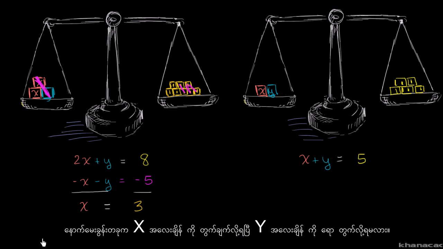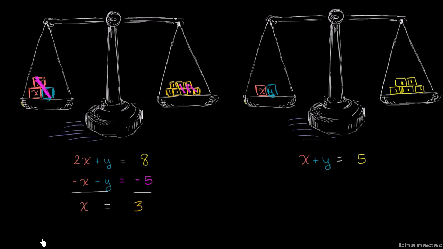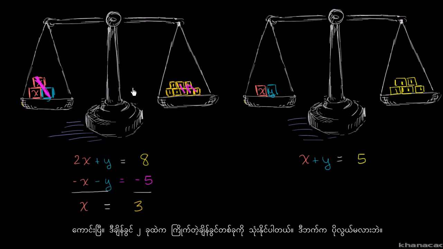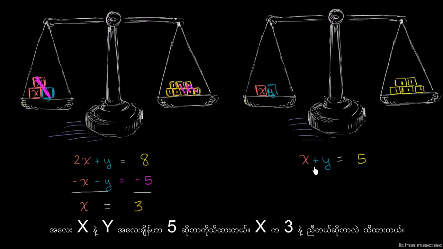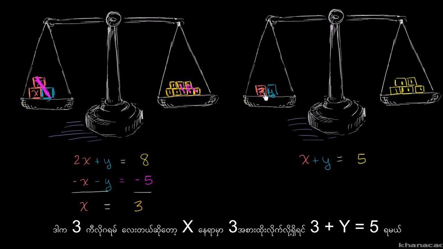Now, one final question. We were able to figure out what the mass of x is, but can you now figure out what the mass of y is? Well, we can go back to either one of these scales, but it'll probably be simpler to go back to this one. We know that the mass of x plus the mass of y is equal to 5. One thing we know is that x is now equal to 3. We know that this is now a 3 kilogram mass. We can rewrite this as 3 plus y is equal to 5.